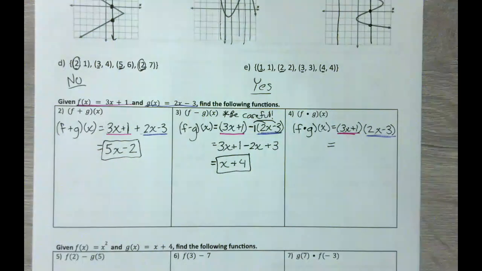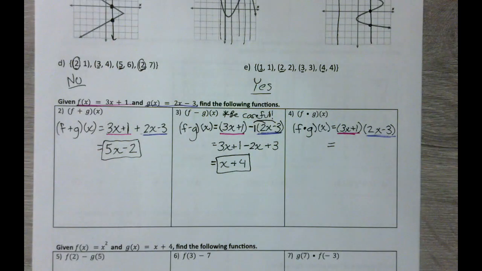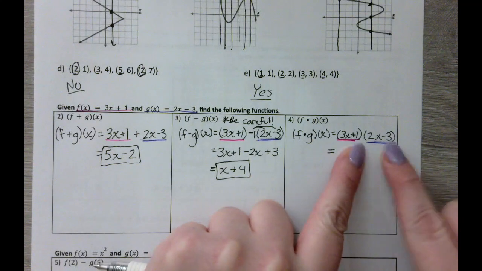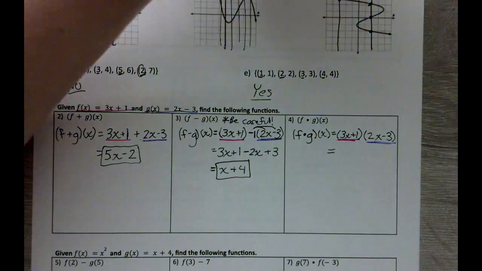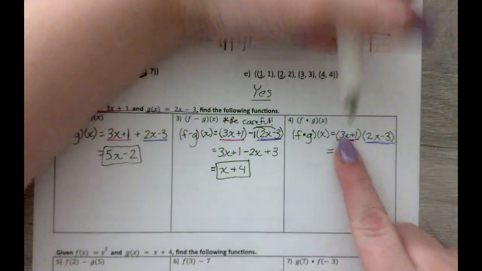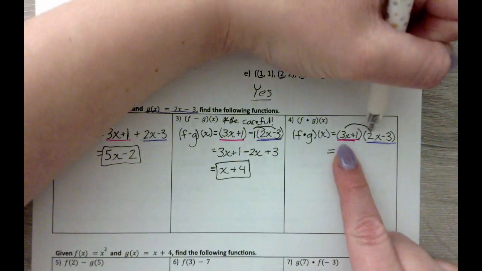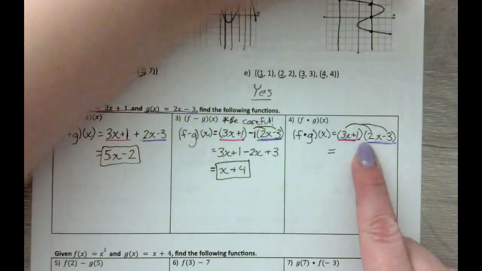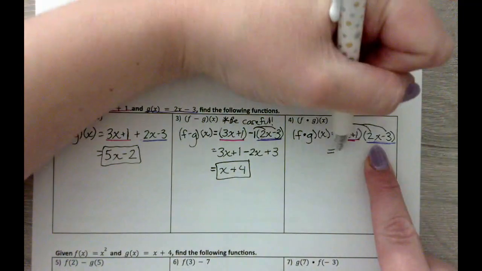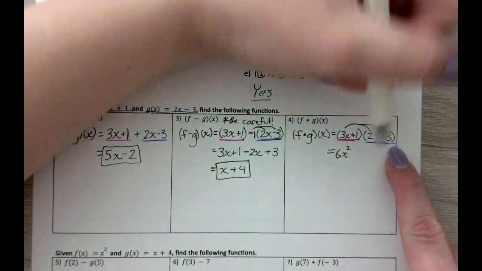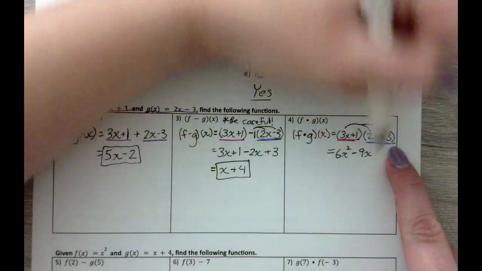We're just multiplying here. So you can use the FOIL method. First, outside, inside, last. I also just call it double distribution, where you distribute the first set of parentheses. So I distribute the 3x first. So I have 3x times 2x, that's 6x squared. 3x times negative 3, that's negative 9x.